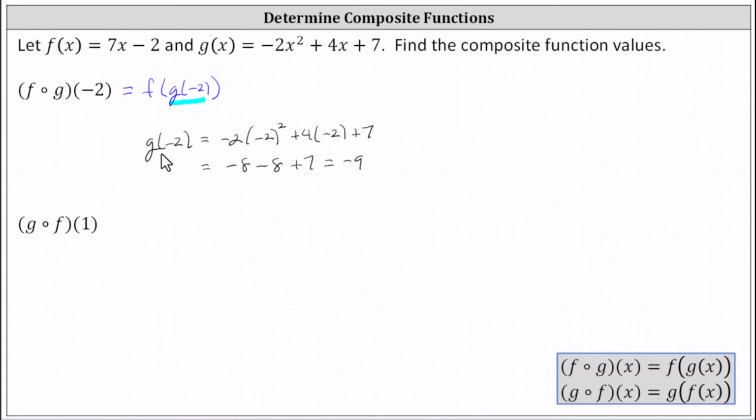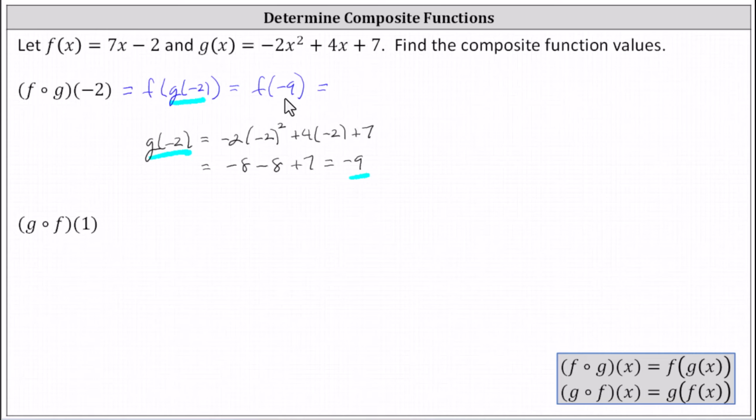Now that we know g of negative 2 is equal to negative 9, negative 9 becomes the input into the function f, or just substituting negative 9 for g of negative 2, notice we now have f of negative 9. Now we substitute negative 9 for x in f of x.